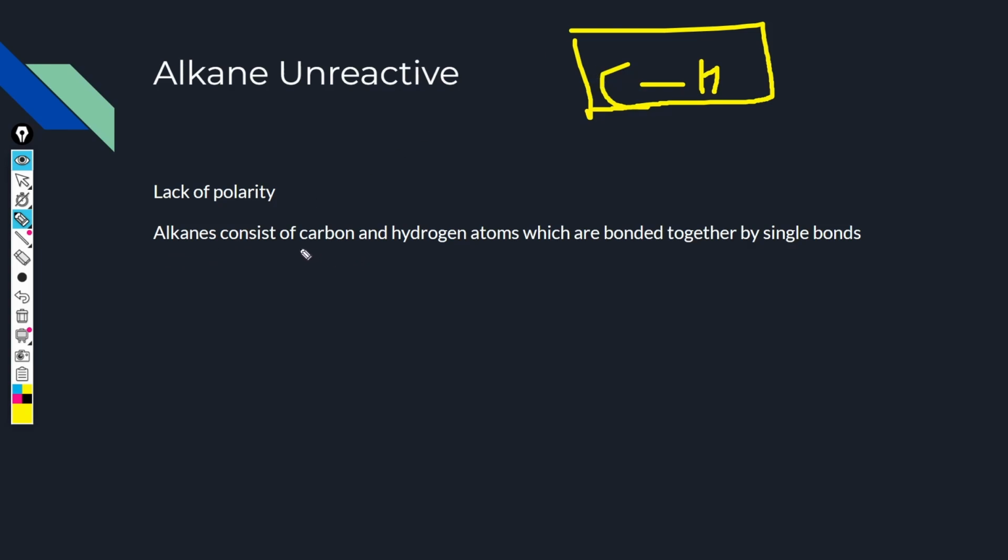An alkane consists of carbon and hydrogen atoms bonded together by single bonds. We're told that covalent bonds have a very low melting point. However, this is not true. They have a very weak intermolecular force, but a very strong intramolecular bond. So a lot of energy is required to break the carbon-hydrogen bond. That is why it is very unreactive.